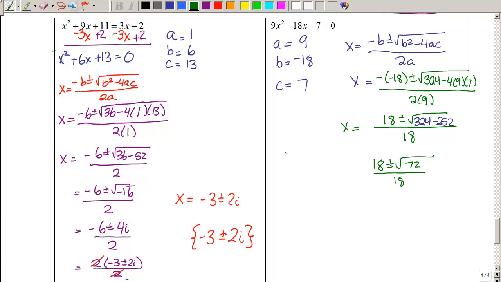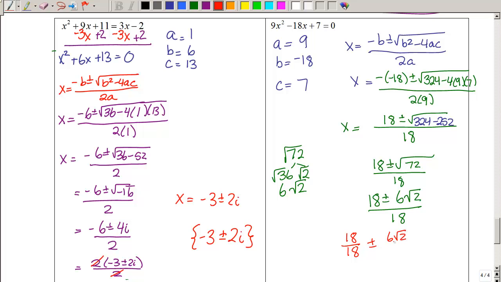We need to reduce the square root of 72. Off to the side of my paper, I remember that 72 is 36 times 2. And the square root of 36 is 6. And the square root of 2 is just the square root of 2. So the square root of 72 reduces to 6 square roots of 2. And finally, I have 18 over 18 plus or minus 6 root 2 over 18, which is 1 plus or minus the square root of 2 over 3, which is my solution set.